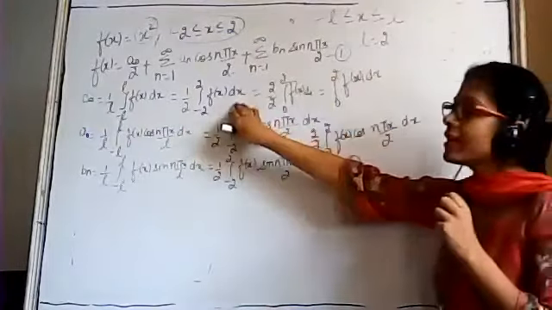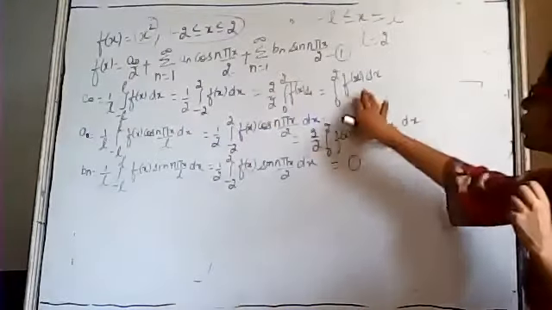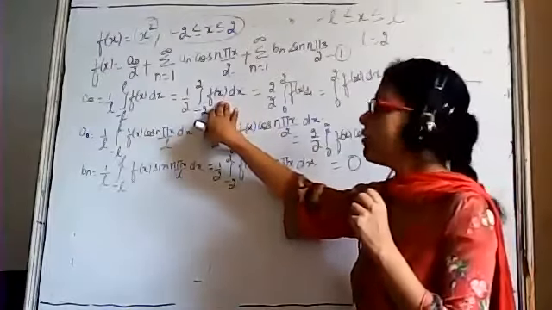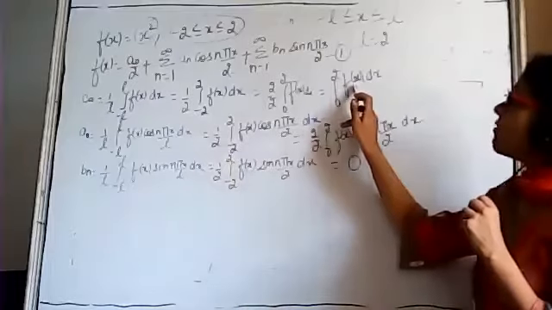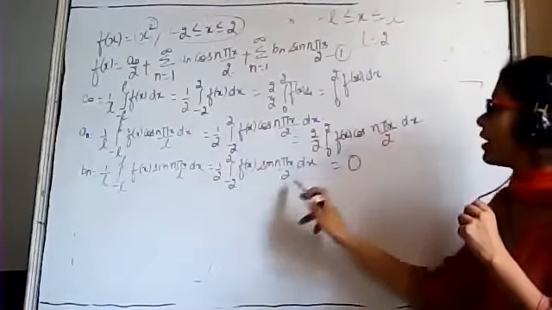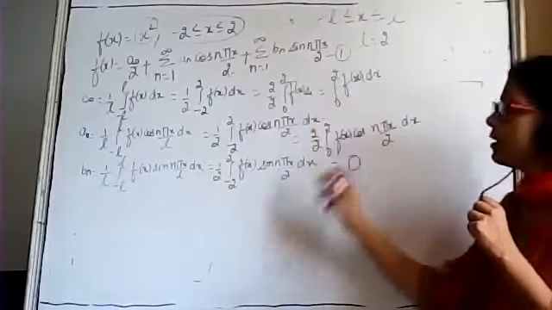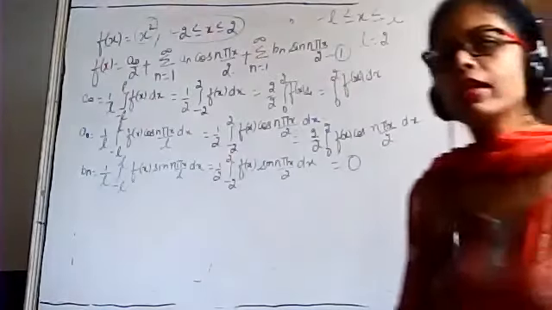So if there is any doubt in the even and odd concept, please don't go through this concept. You can use this formula only and solve this term only. Now this is the value of a naught, this is the value of an, and bn is 0. So we have to find the value of a naught and an only. So start finding a naught and an.